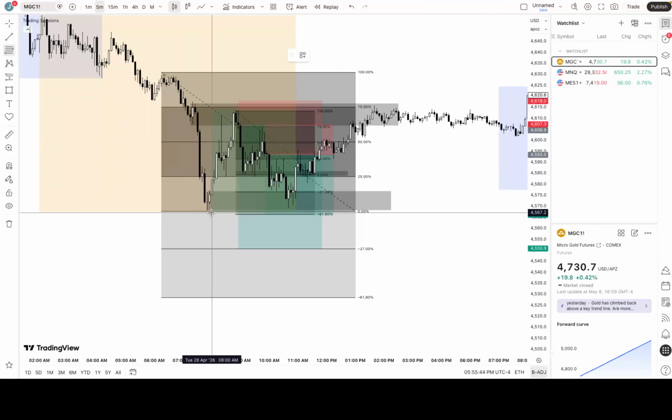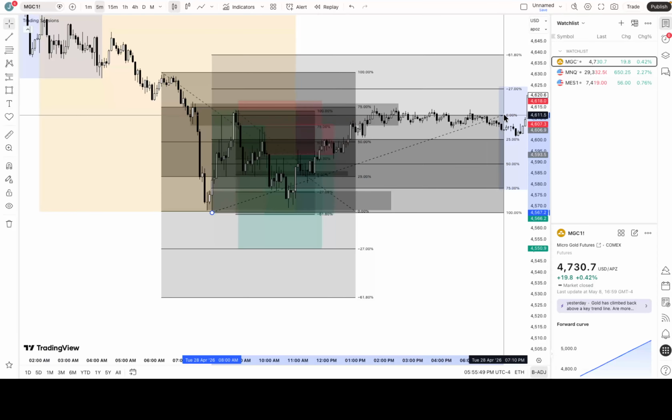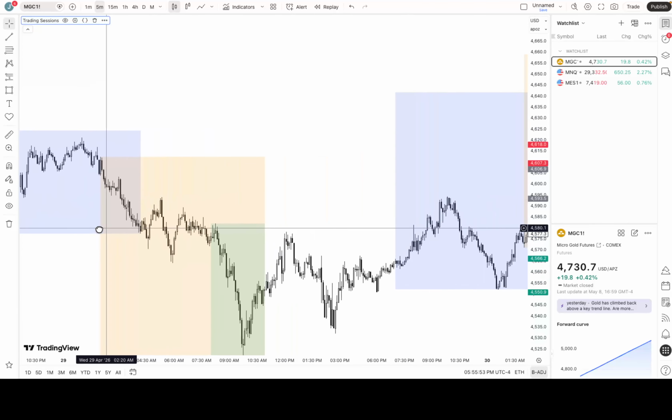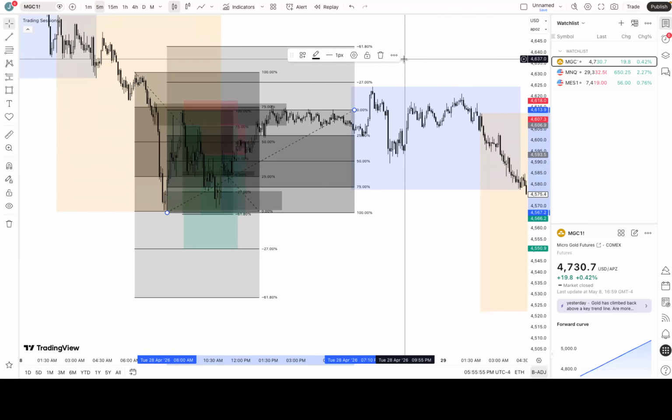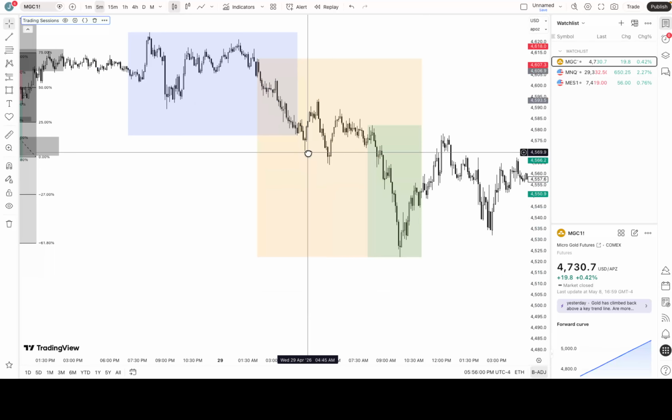And I mean, you don't really get a Fibonacci here. I don't know if the negative 27 works. Yeah, it never even reaches the negative 27. So I wouldn't even switch my bias. I'd just be like, okay, price is probably going to push up. Let's see what happens tomorrow.